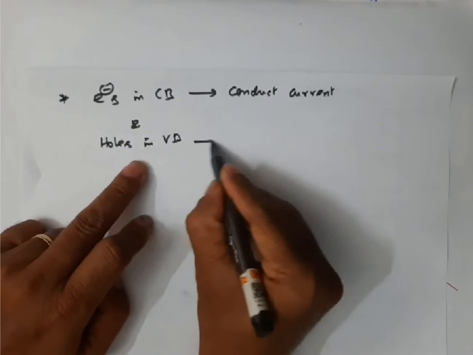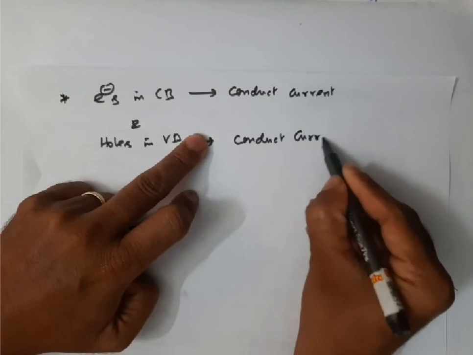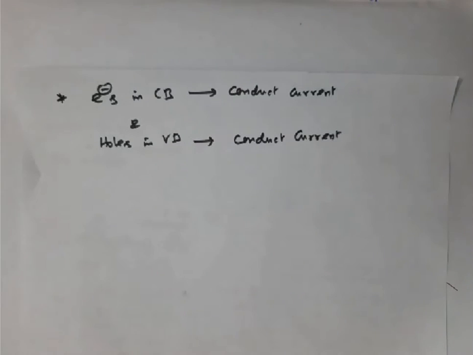Similarly, if holes are present in the valence band, then also they conduct current. So remember this, very important. If electrons are produced in the conduction band, yes, the material conducts current. Similarly, if holes are generated in the valence band, then also the material conducts current. So here, electrical conductivity is not only due to electrons. Electrical conductivity is due to electrons as well as holes.